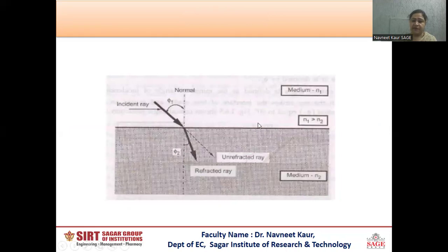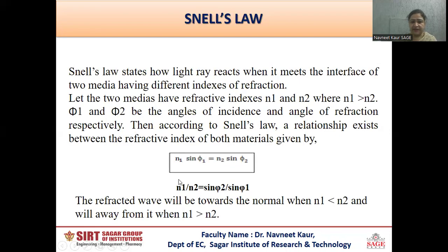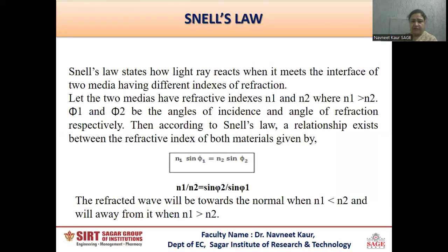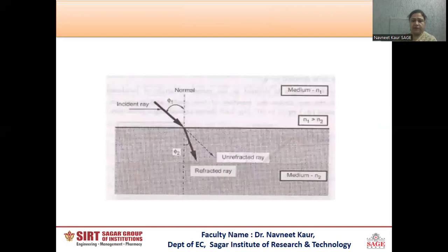2 will be less. Whereas, if N1 is greater than N2, to maintain this ratio constant, phi 2 will be greater than phi 1. Now, if phi 2 is greater than phi 1, that means this angle will be increased. In that case, the light ray will bend away from the normal. So, here we conclude that if N1 is greater than N2, that means N1 is a denser medium and N2 is a rarer medium. So, when light travels from denser to rarer, the light will bend away from the normal.